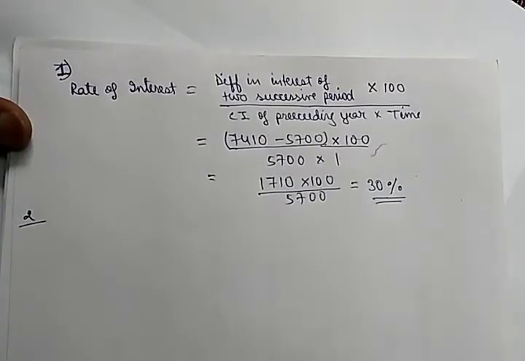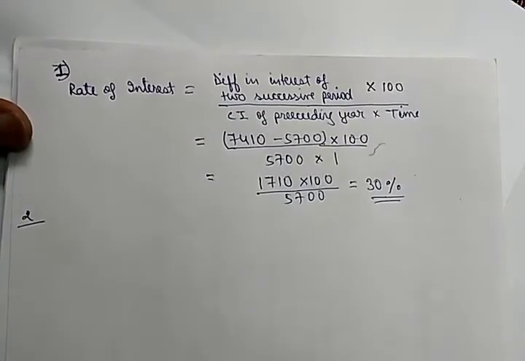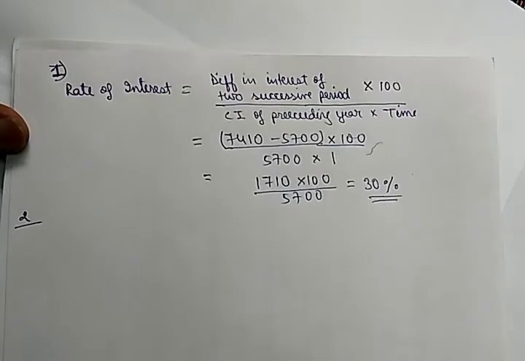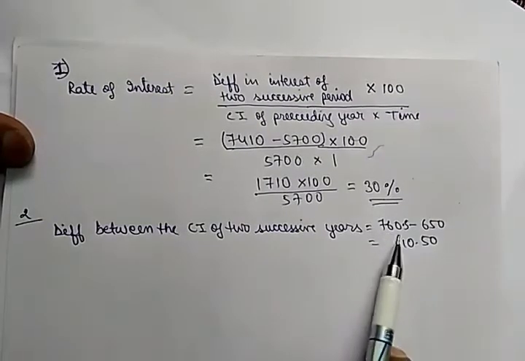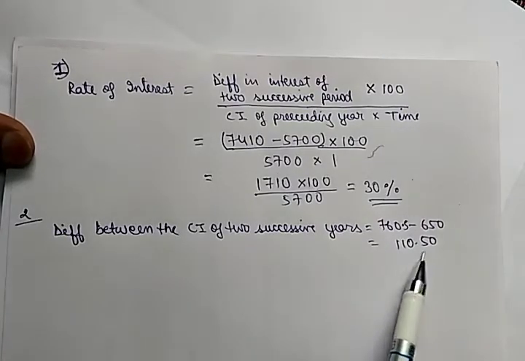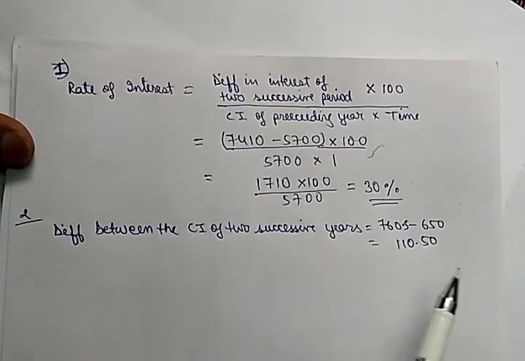Question number 2. A certain sum of money is put at compound interest, compounded half yearly. If the interest of two successive half years are rupees 650 and 760.50, find the rate of interest. Same type of question. First we will find the difference between the compound interest of the two successive periods. That is 760.5 minus 650, equal to 110.50. So this is the interest on the second half year.